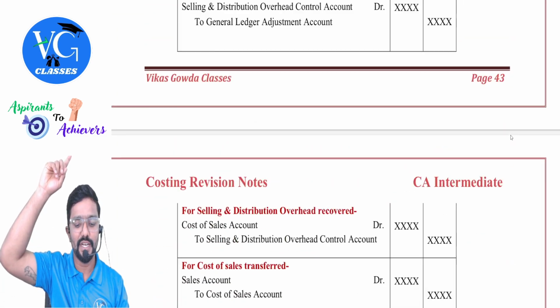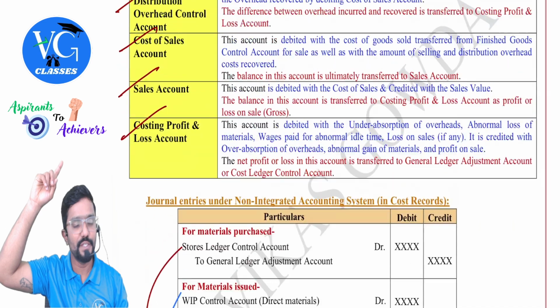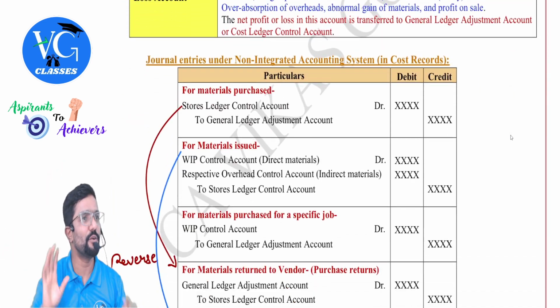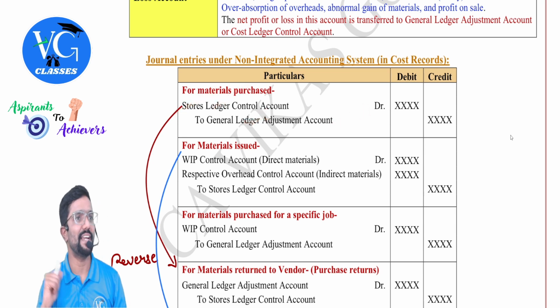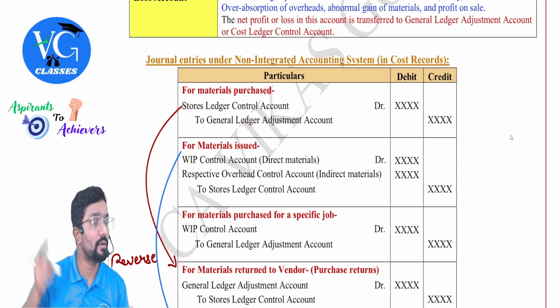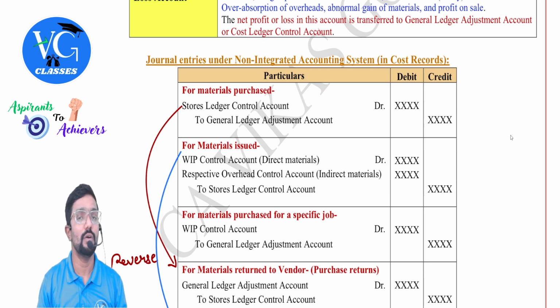Wherever we used to use general ledger, in place of that, we have to bring cash, bank, debtors, creditors. For example, assume raw material purchase for cash. What is the entry? Stores ledger to cash account. Purchase for credit. What is the entry? Stores ledger to creditors. Under integrated, I am talking about. Don't change the journal entries. I am telling under integrated.